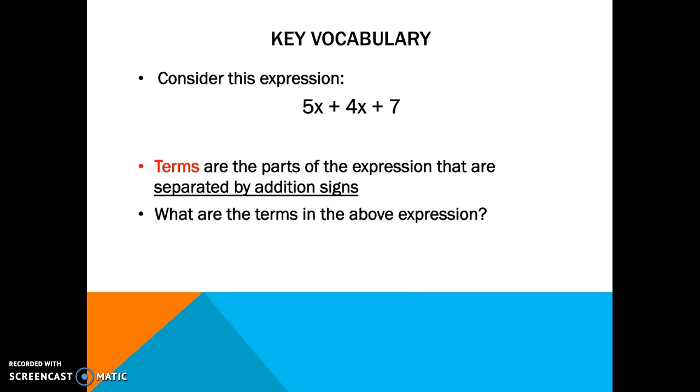I'm going to think about which parts are separated by addition signs. If I look, I notice that 5x and 4x are separated by an addition sign. So 5x and 4x are terms. And then 4x and 7 are separated by an addition sign. So 7 is also a term. So in this expression, we have 3 different terms. We have 5x, 4x, and 7.